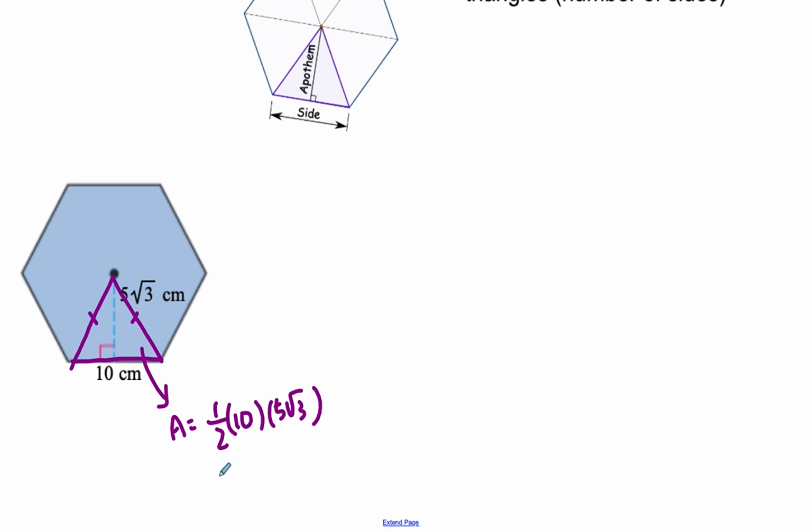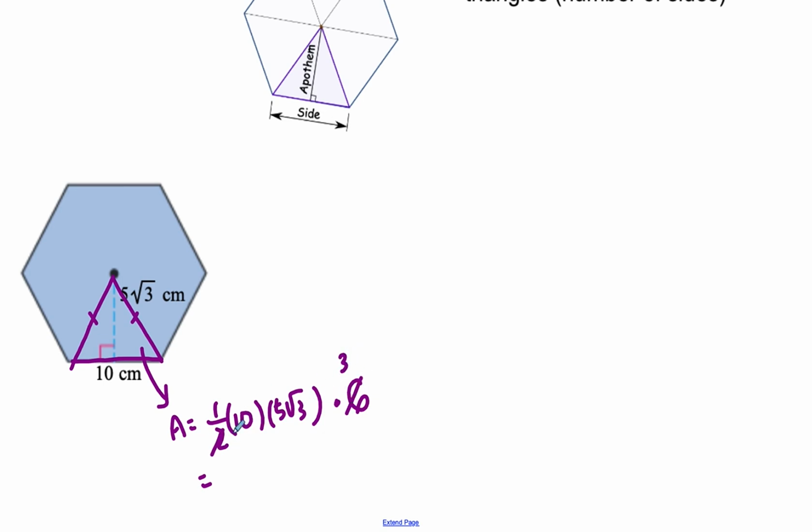right? And how many do I have? I have 6 of them because it's a hexagon. 1, 2, 3, 4, 5, 6. So you can just multiply this by 6. Okay, now you can do some calculation.